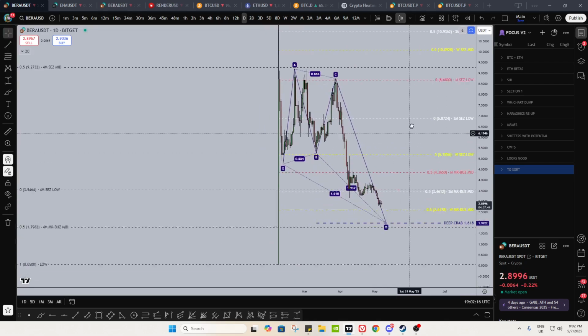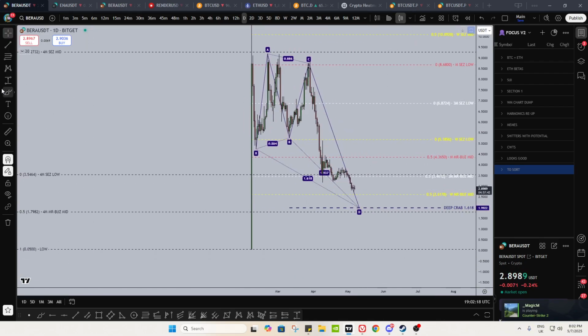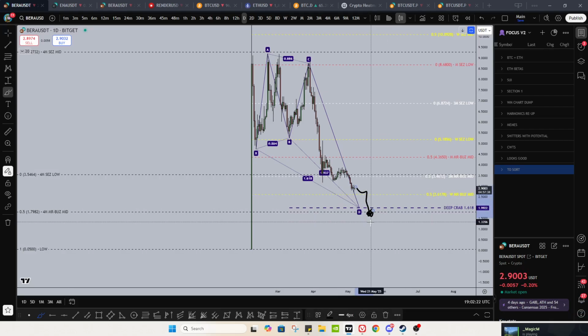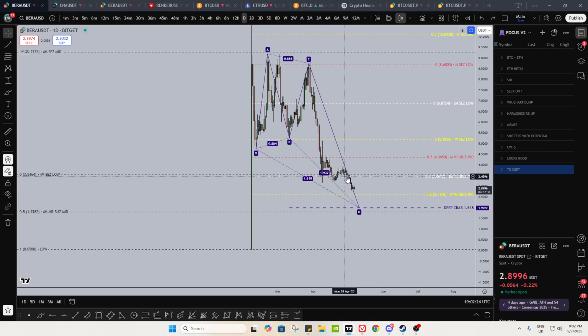So that's Bearer. Not interested now until, basically, let's see what kind of reaction we get at the weekly. Ultimately, though, I do want this deep crab, right? I would hate it for this structure to go here and just end without completing. I hate it when you have such nice harmonics and they don't. Of course, I know I'm not owed anything, right? But it would be very nice if we did get that.